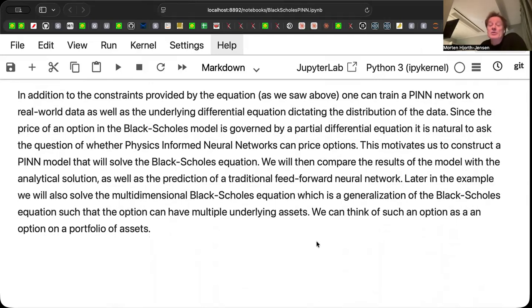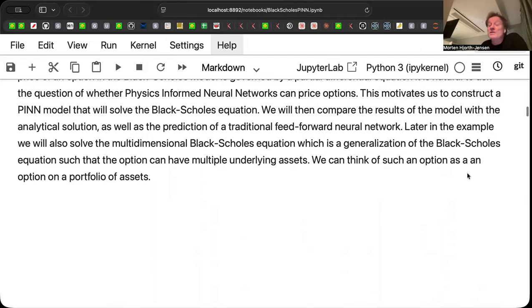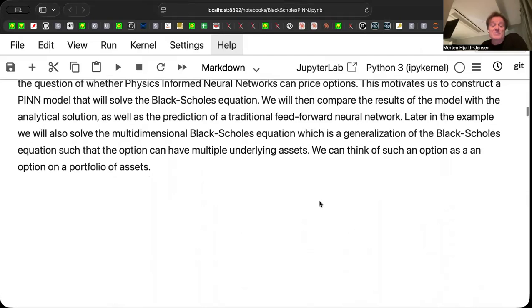And when you go down in the slides here, you will also see that there is an extension to a multi-dimensional Black-Scholes equation, which is actually a generalization of the Black-Scholes equation, such that the option can have multiple underlying assets. This is normally something you can think of as an option on a portfolio of assets.